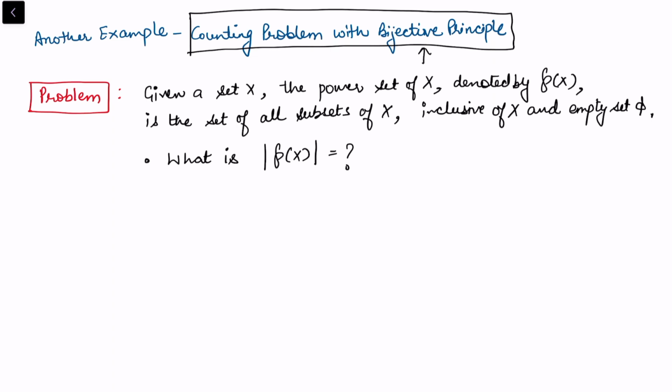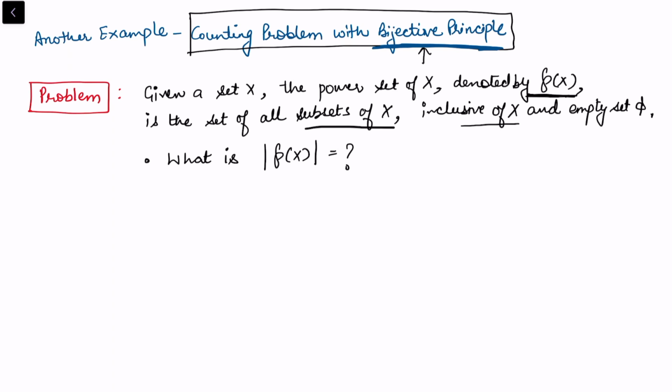Given a set capital X, the power set of X, which we denote like this, is the set of all subsets of X, inclusive of capital X and the empty set. So the question is, what is the cardinality of the power set? There are different ways by which we can count the cardinality of the power set, but in this video, I am focusing on how we establish a bijective principle argument for counting the power set.